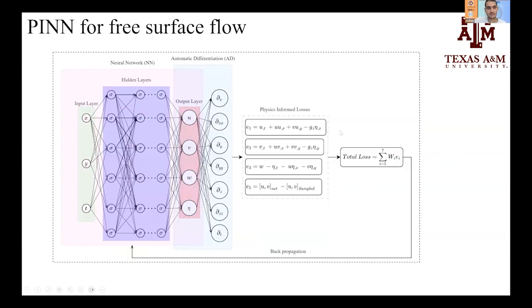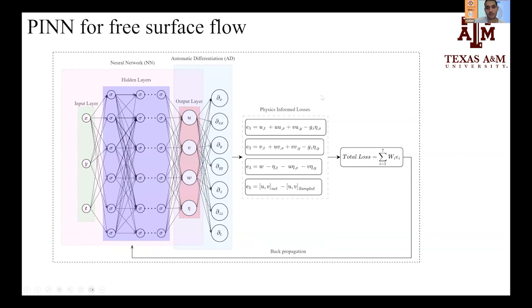And then this is the architecture for the physics-informed neural network for the free surface flow. Basically, we have the input to the neural network, which is the XY, the 2D spatial domain, and also the time, which is the temporal domain. And then we have the hidden layers and the output layers. And then we have here the physics-informed part.